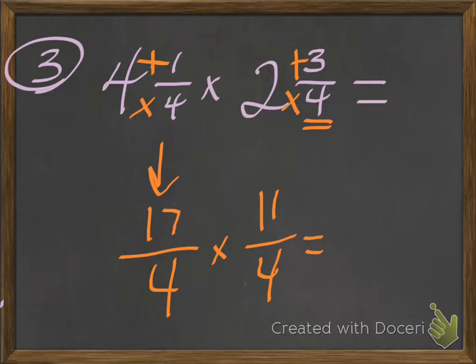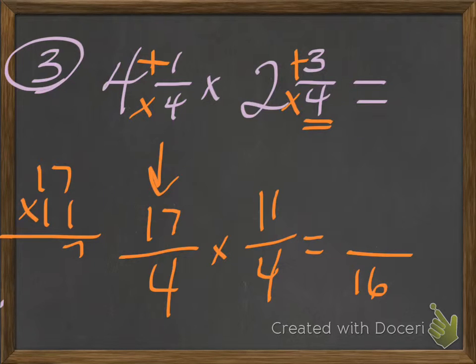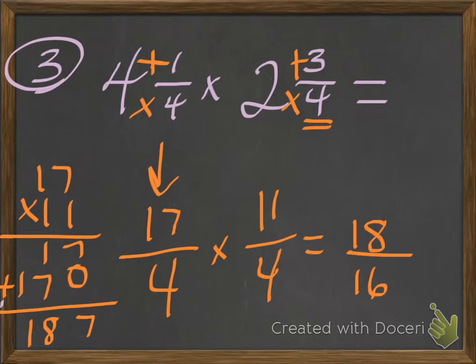Okay, now I'm going to be multiplying those numbers together. I'm looking for cross simplification. I don't see any, so I'm going to have to multiply. I know my denominators, 4 times 4 is going to be 16. My numerators, 17 times 11, I don't know off the top of my head, so I have to multiply it out. 1 times 7 is 7. 1 times 1 is 1. Put down my placeholder. 1 times 7 is 7. 1 times 1 is 1. Add them together. 7, 8, 1. 187 sixteenths.